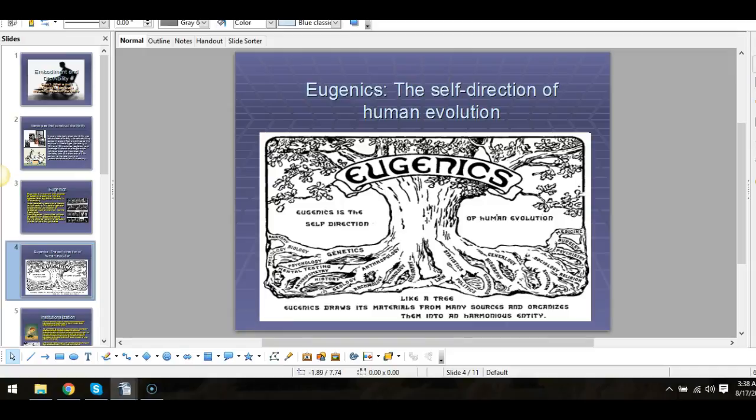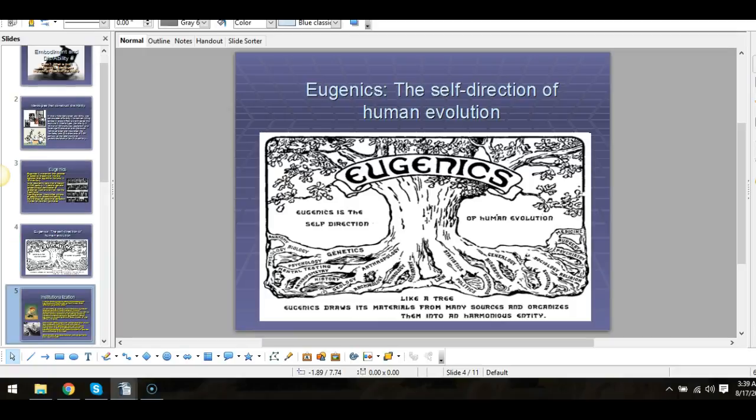The next slide shows a picture of eugenics. It is a big tree with lots of roots that all lead into this big tree that is titled eugenics. And it says that eugenics is the self-direction of human evolution. Like a tree, eugenics draws its materials from many sources and organizes them into a harmonious entity. And the sources are the roots, and there are sources such as anatomy, biology, psychology, mental testing, history, geology, archaeology, statistics, law, politics, biography, genealogy, sociology, religion, psychiatry, surgery, medicine, and others.